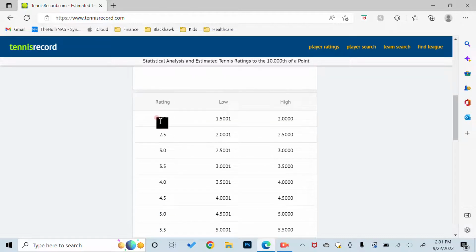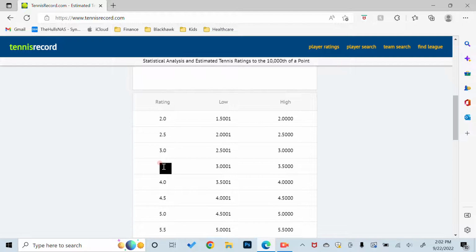So the rating systems, I've never seen anyone actually rated a 2.0. I think everyone starts at a 2.5. But if you see a dynamic score on Tennis Record of a 1.5, and I actually have seen players that are 1.6, 1.7, even 1.5. So if you see a 1.5 to a 2.5, that player is a 2.5 player. If you see someone between a 2.5 and a 3.0, they are a 3.0 player. 3.0 and 3.5, they're a 3.5 player.